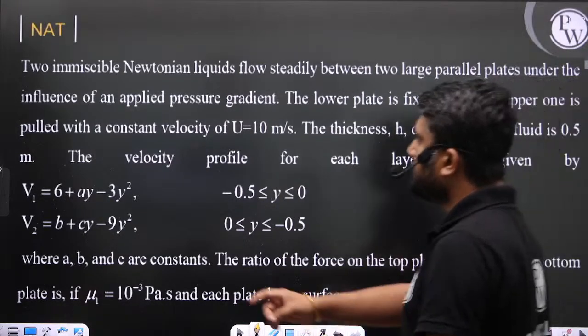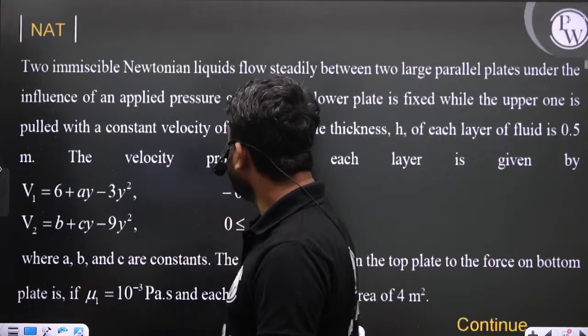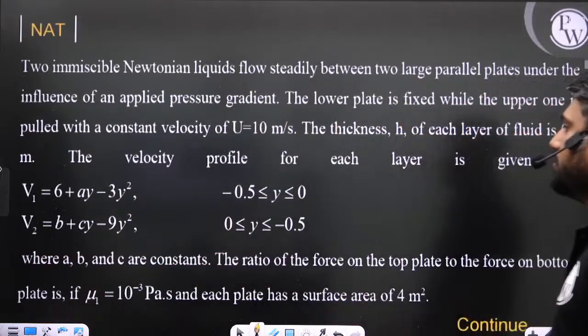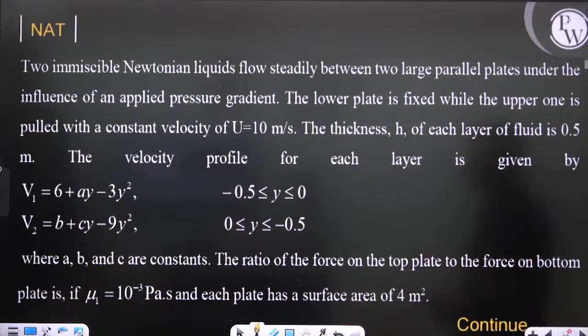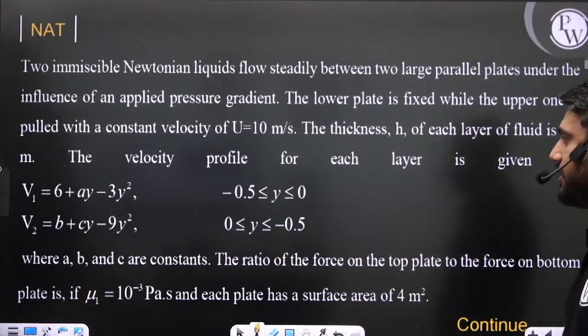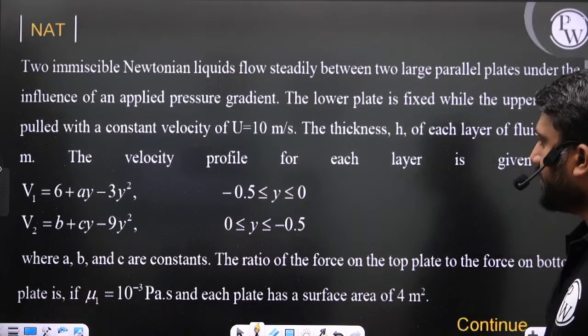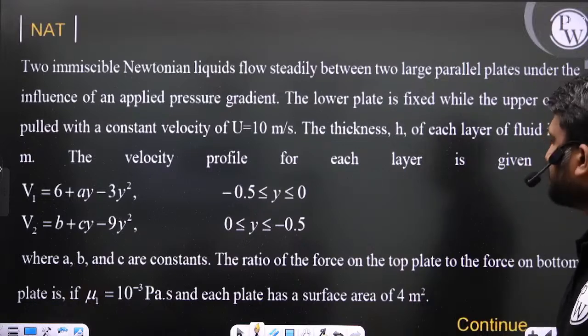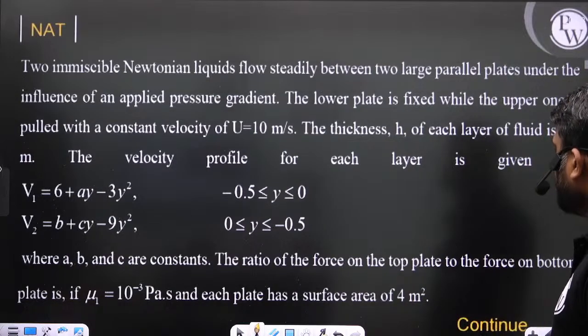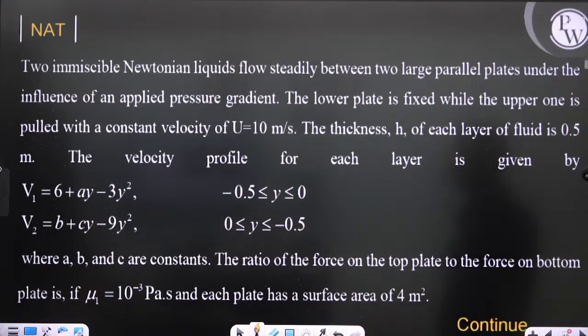This is the velocity profile, where A, B, C are constants. V1 is 6 plus Ay minus 3y square. V2 is B plus Cy minus 9y square, where A, B, C are constants. Find the ratio of the force on the top plate to the force on the bottom plate if mu1 is equal to 10 to the power minus 3 Pascal second, and each plate has a surface area of 4 meter square.